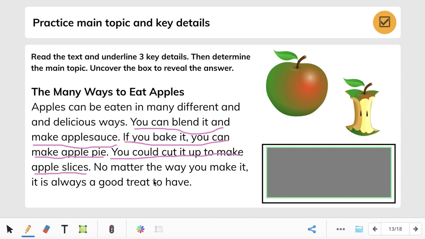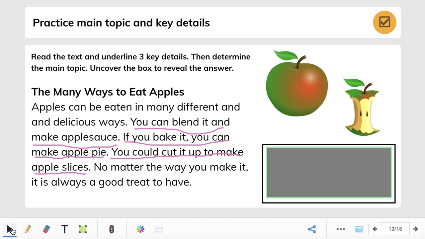And the last sentence, my turn. No matter the way you make it, it is always a good treat to have. Your turn.